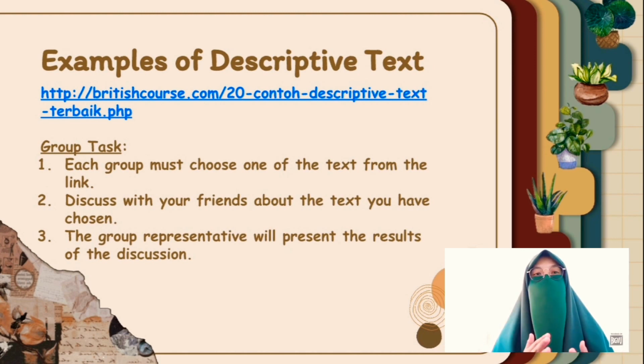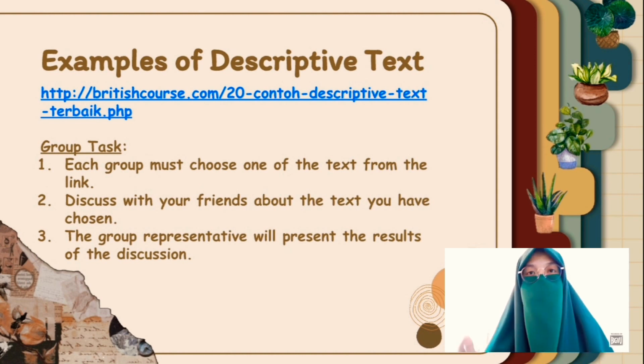Your task is to enter the link, then discuss it in your group. Choose one of the topics that your group likes. After that, analyze the text according to the descriptive text elements that we discussed earlier. For example, what is the text about, which means the topic? Which is the identification and why is it the identification? Which is the description and what are the language features that show what tense is used, the adjective, the verb, and so on.